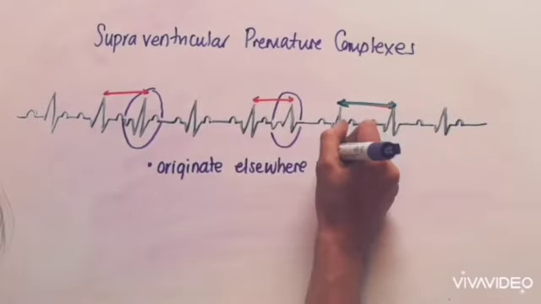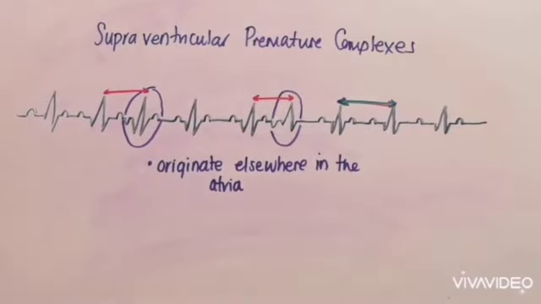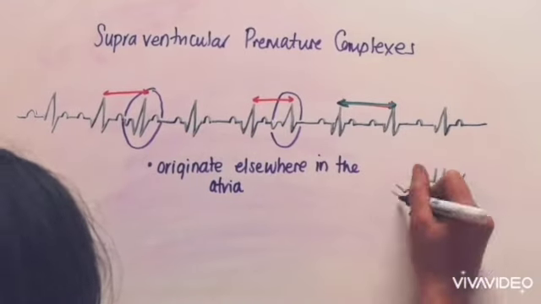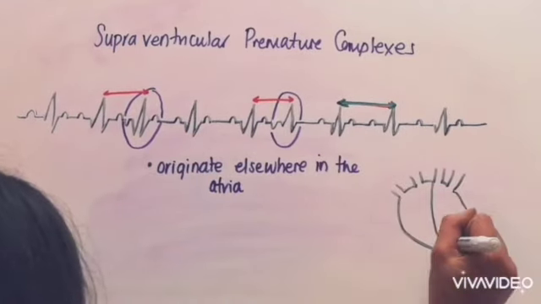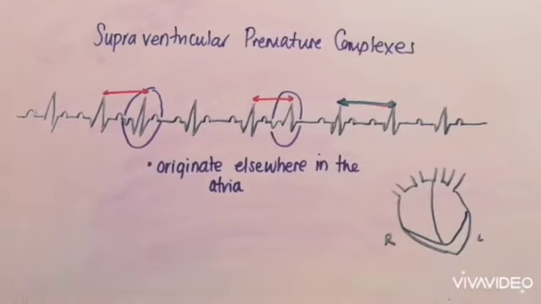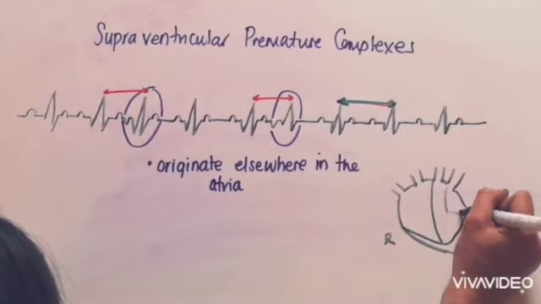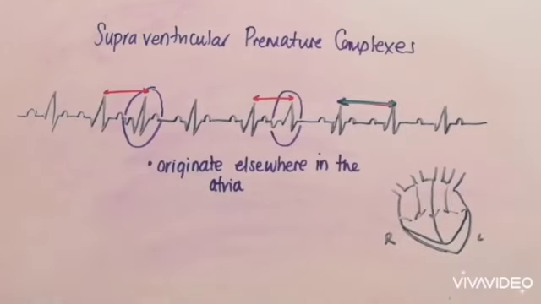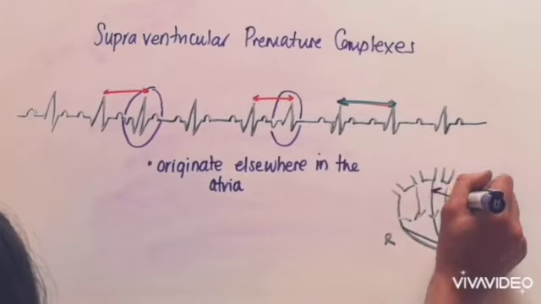So these originate elsewhere in the atria, other than the sinus node. So I'm just going to draw a little diagram to help depict this. And sometimes, because they're originating from the left side of the heart instead of the right side of the heart, the P waves can become negative, like what I've drawn in these premature complexes.